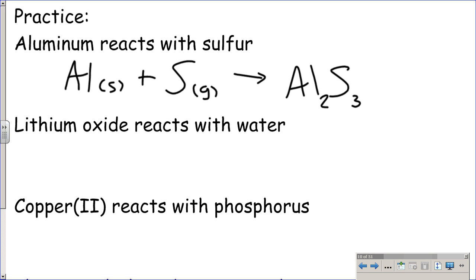you crisscross their charges. So you have to do that after you see what the product is going to be. 2 goes in front of aluminum to balance it out, 3 goes in front of sulfur to balance it out. Okay? So notice I didn't put ions anywhere. The ions were in my head, so I could crisscross. Next one, what'd you guys do?